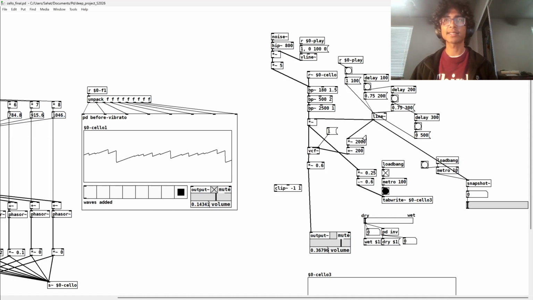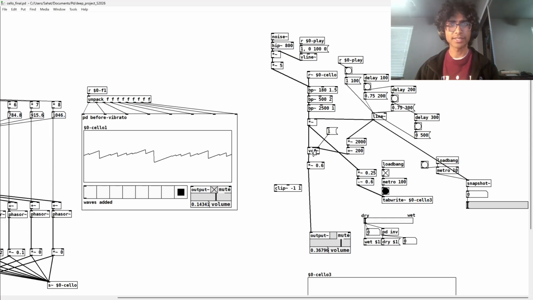Then after that, I apply the same line to another filter just to emulate how the bow might change the tone as it moves down the strings. It's supposed to add a little bit of variableness to it and make it sound a little less clean and more natural. The volume is adjusted and then it goes to output.